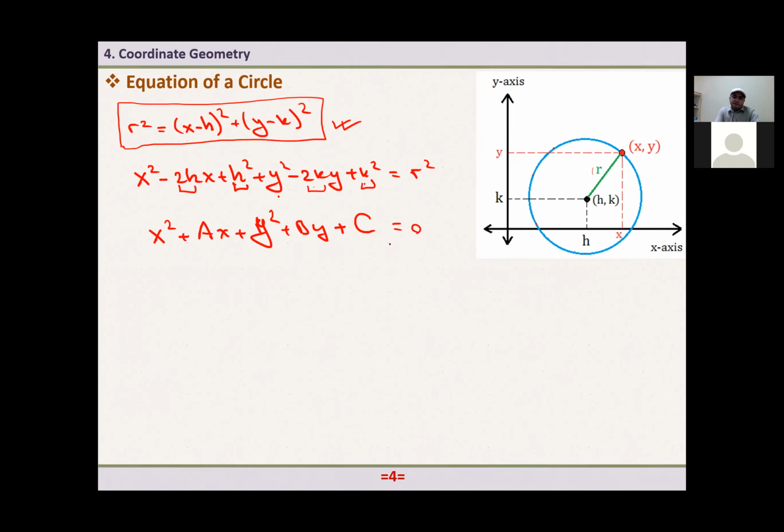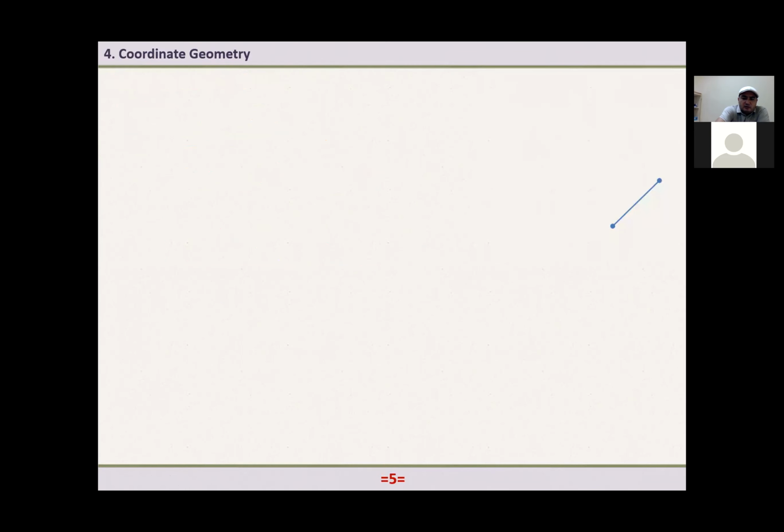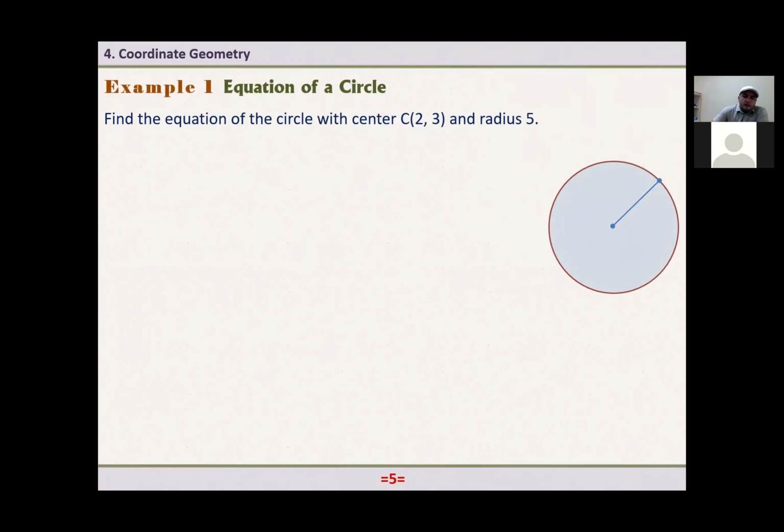That's equal to 0. So immediately, if you see any equation in this form, where we have x squared and y squared, we can see that it describes a circle. That is the equation of a circle, in either this form or this form. That's all about the circle in a coordinate system. Okay, I will stop here.